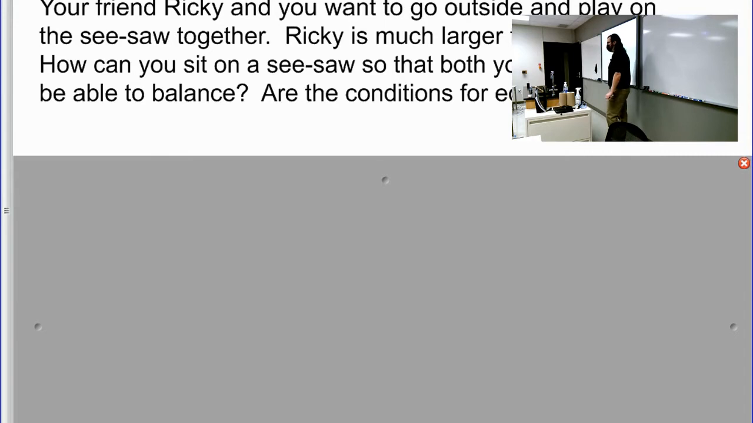Did you ever do much seesaw and teeter-tottering when you were a kid? A little bit. It's been a while. Yeah.